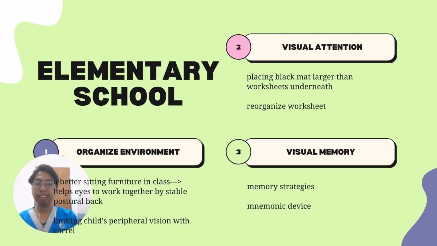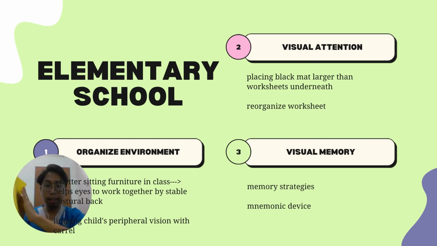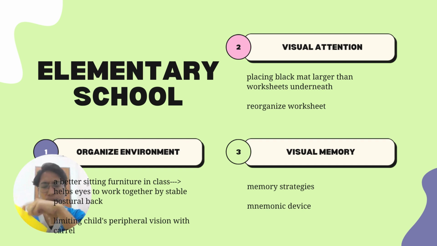So remove or limit as many things as possible in their vision so they can focus on one thing. And when they can focus, better attention. Next is visual attention. So place a black mat larger than the worksheet underneath. For example, let's say I have this paper, yang atas dia adalah worksheet, tapi there's too many words, I cannot focus. So putting a black mat larger than the worksheet, letak atas ni tapi bukan tutup sepenuhnya, just open this one line so they can focus on one thing.